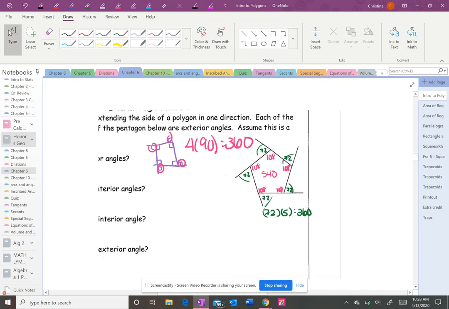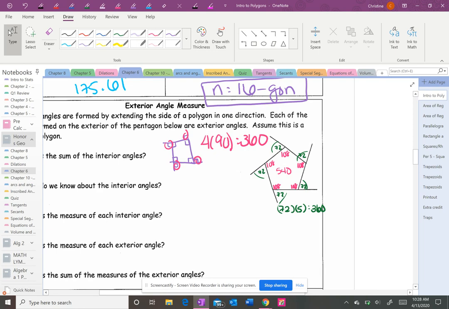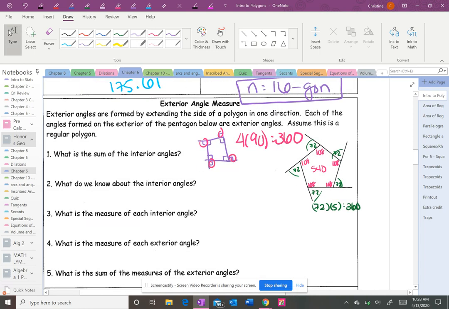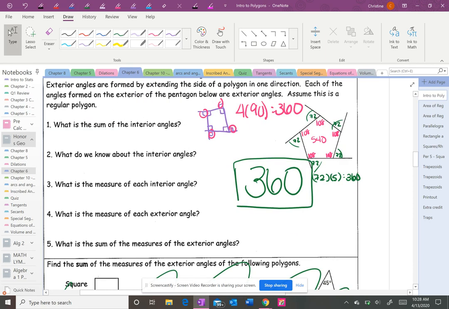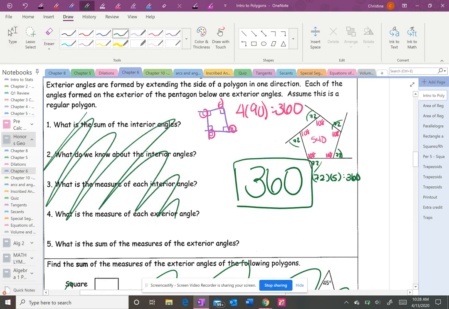Now, I could sit here and do this for all of the other shapes, or you could just believe me when I tell you that no matter how many sides the polygon has, the sum of the exterior angles has to equal 360. So I'm not going to do all of this, but you do need to know that the sum of all of the exterior angles equals 360, no matter what the shape is.